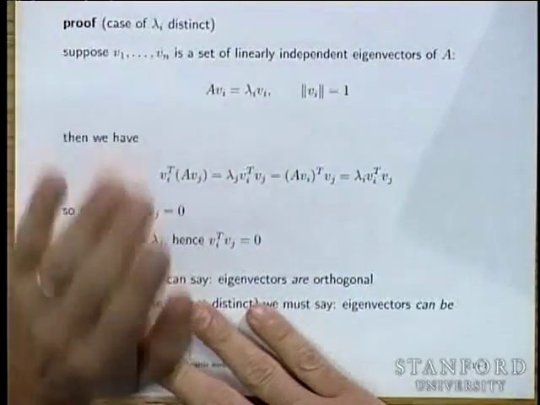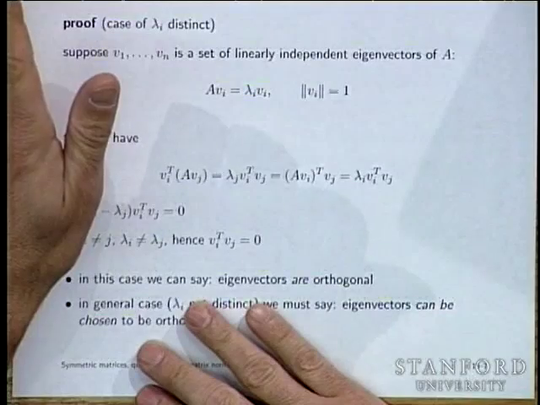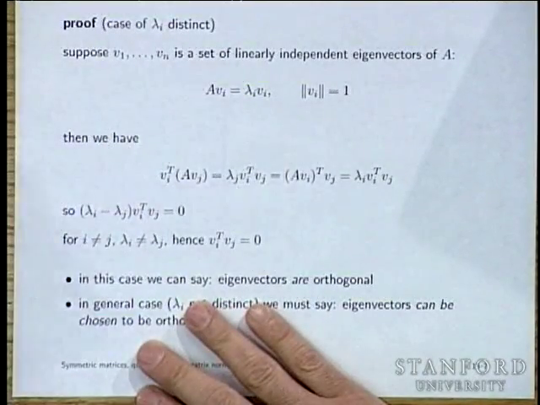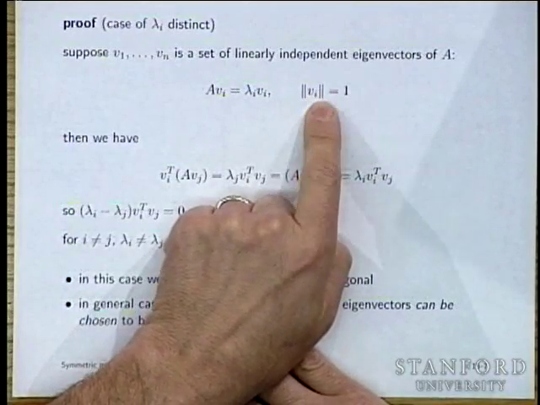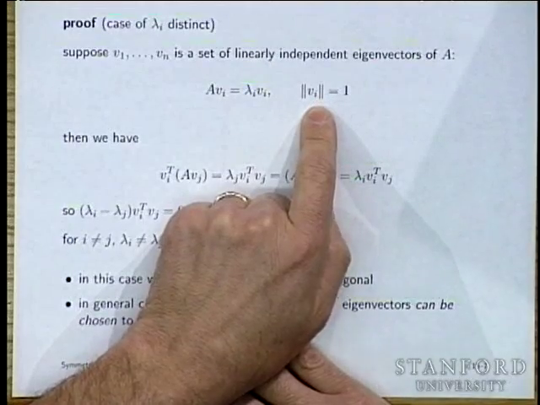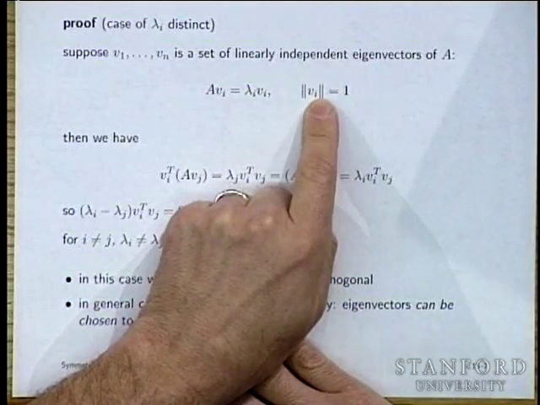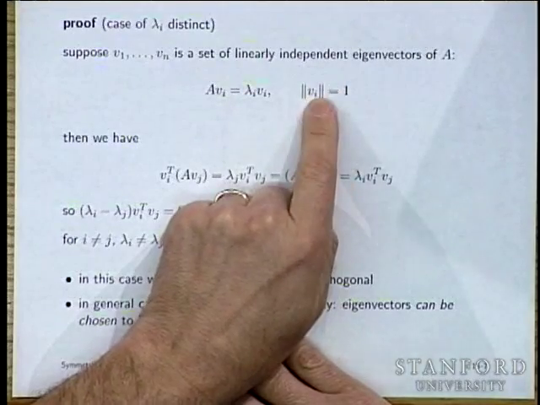Notice I didn't have to choose the v's in any special way. I just chose them to be the eigenvectors, period. I have asked you to normalize them. That seems entirely reasonable. The eigenvectors are non-zero. You can obviously divide them by their norm and get something which is still an eigenvector and has norm 1.